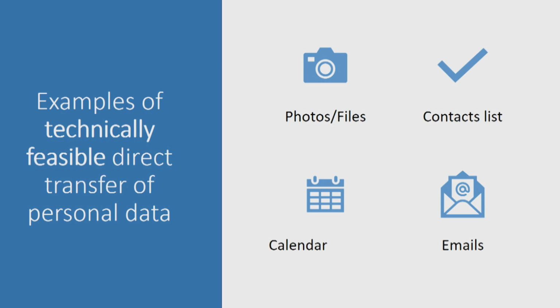Some obvious examples of data transfer requirements: we all have photos, files, contact lists in our smartphones, calendar information, and of course, our emails. Those are great examples of, as Olivier said, information that we as users have provided to the online service providers, and of course, we have the right to ask for it back.